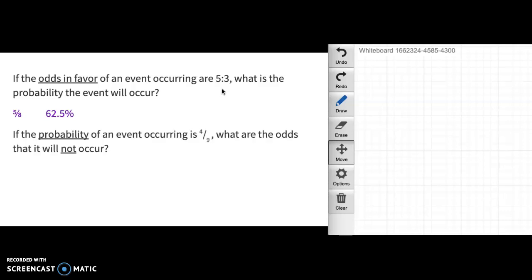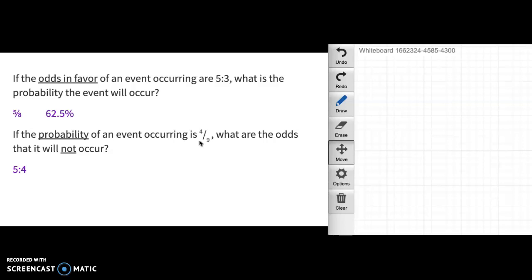And last question, if the probability of an event occurring is 4 out of 9, what are the odds that it will not occur? Okay, odds that it will not occur is another way of saying odds against. So probability tells me that there are 4 favorable outcomes out of 9 total outcomes. So if there's 9 total and 4 are favorable, that tells me that 5 are unfavorable. And odds against would be unfavorable colon favorable. So odds against would be 5 colon 4.